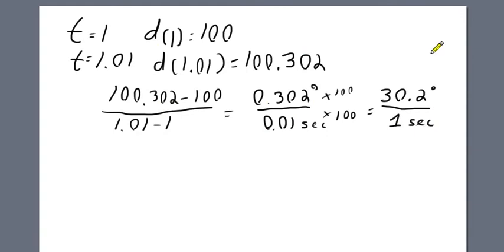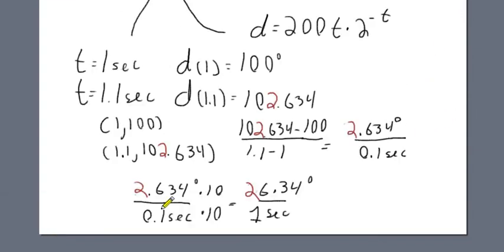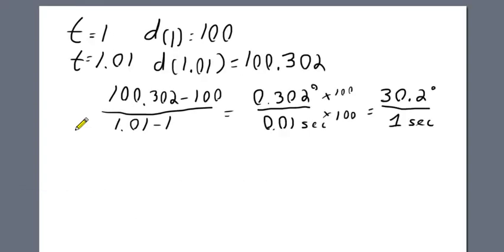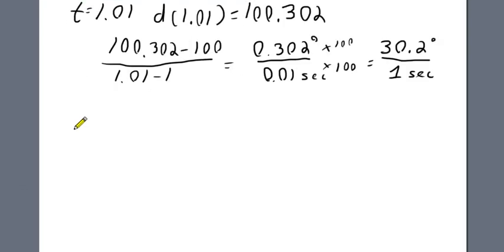Now, let's compare that 30.2 degrees with our last answer. 30.2 degrees is different than 26.34. It's more. Now, what we just did is an answer that's going to be more exact. It's close to what we just had, but this one's more exact. This is what we want.